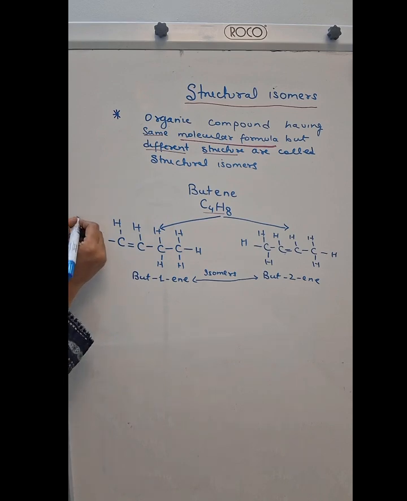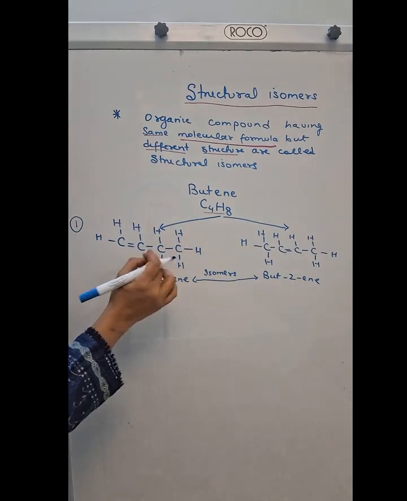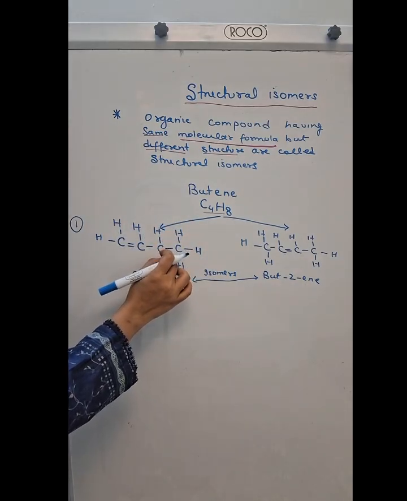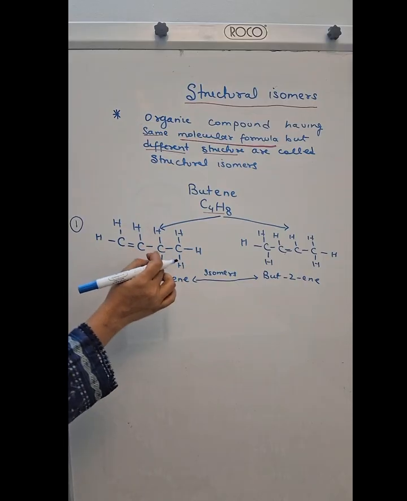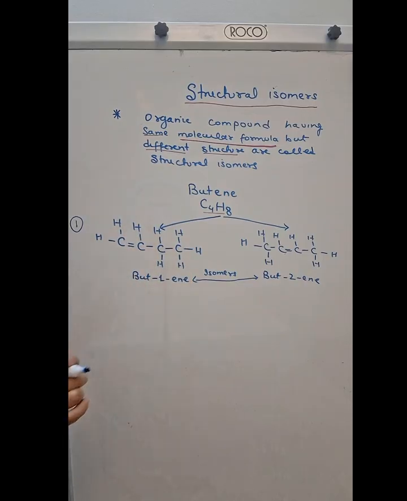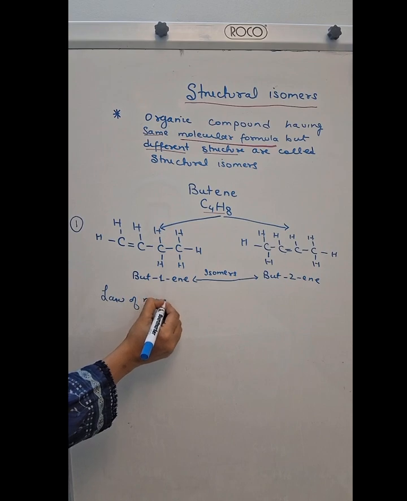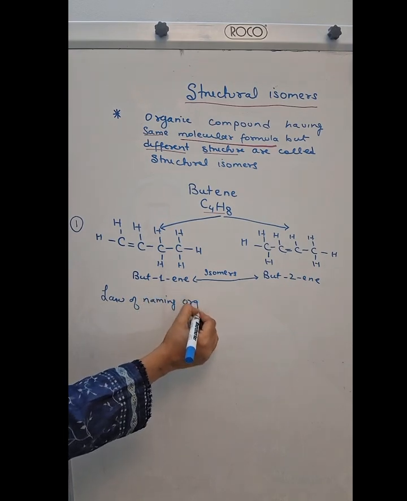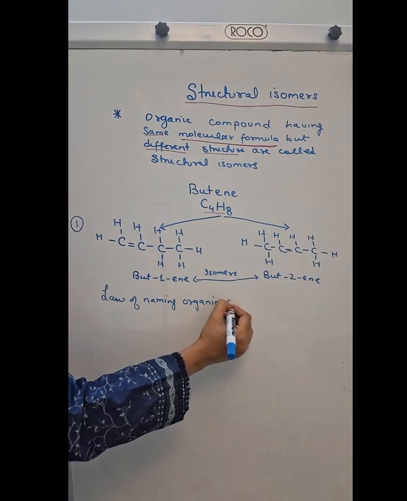Now one more example. But before going to the second example, I just want to teach you one thing. You can ask if but-3-ene is also possible, if the double bond is present between third and fourth carbon. No, but-3-ene is not possible, because there is one law of naming organic compounds. You should know this law of naming organic compounds.